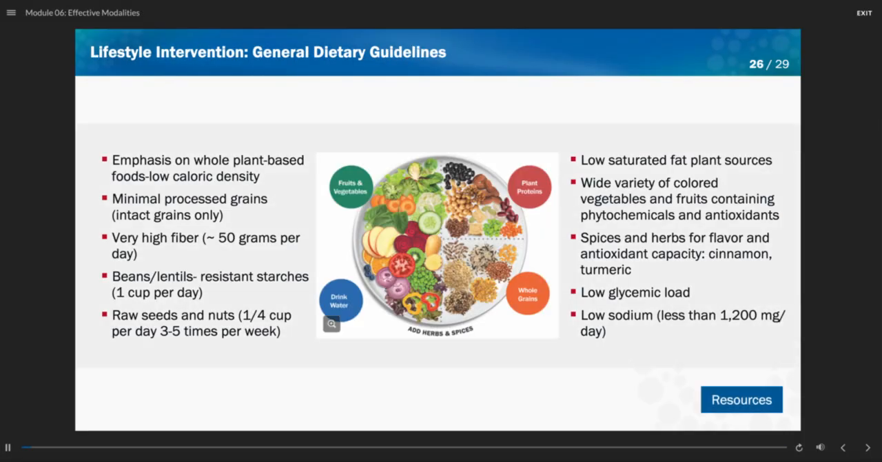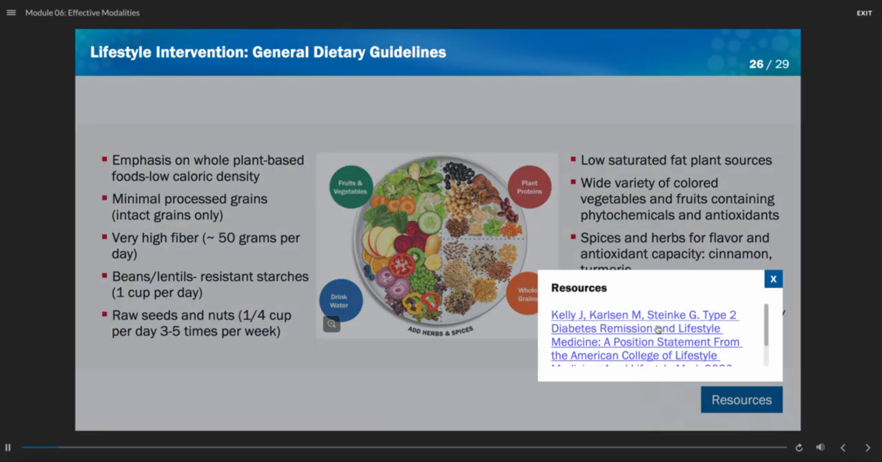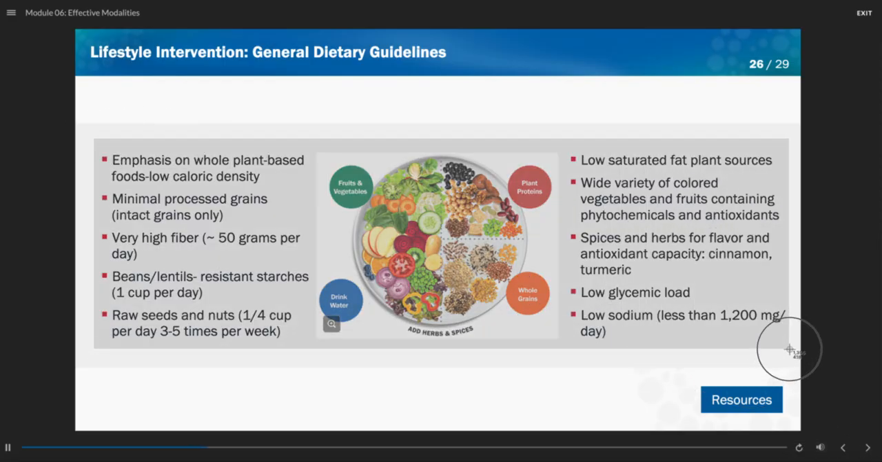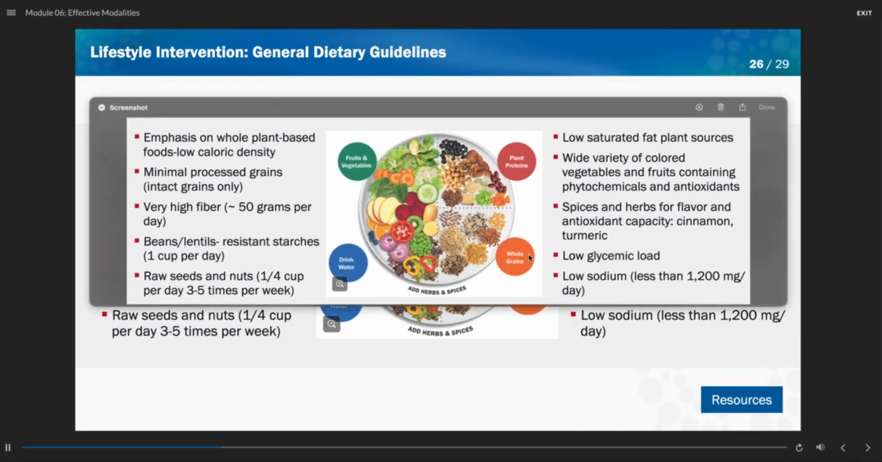So in general, some of the dietary guidelines that would be a part of an intensive lifestyle intervention would be an emphasis on whole plant-based foods. Again, focusing on the low-calorie density plant-based foods to optimize weight loss. And so the focus is on intact grains only and avoiding processed grains. This diet is inherently a high-fiber diet, and generally people eating a whole food plant-based diet are going to have more than 50 grams of fiber per day.